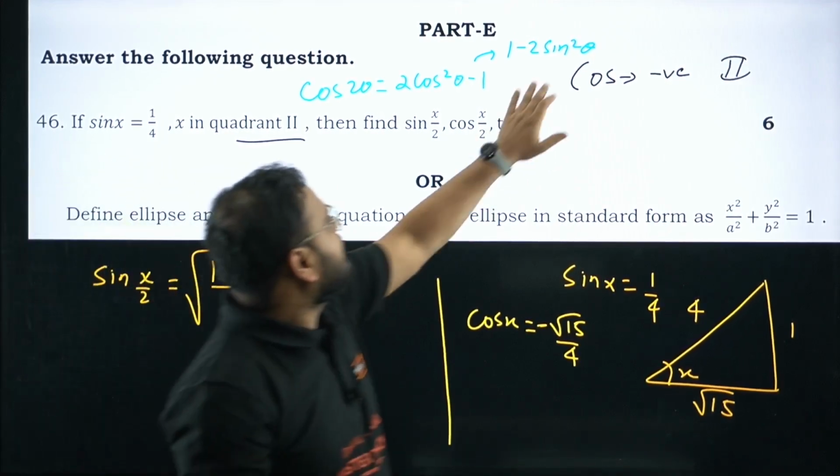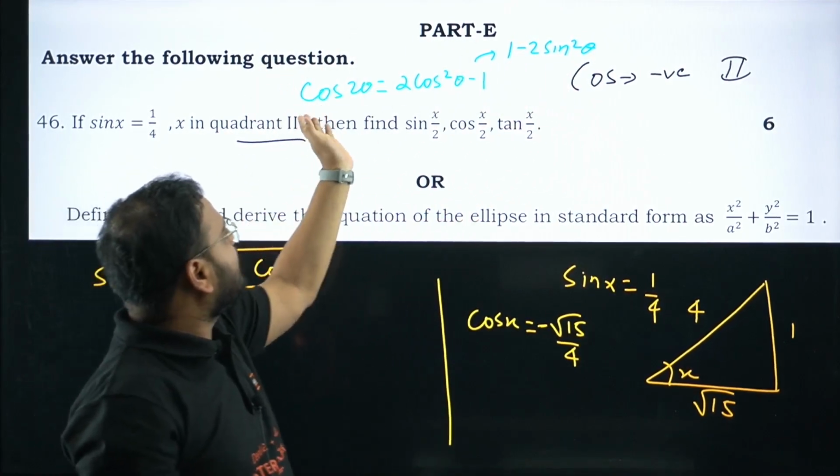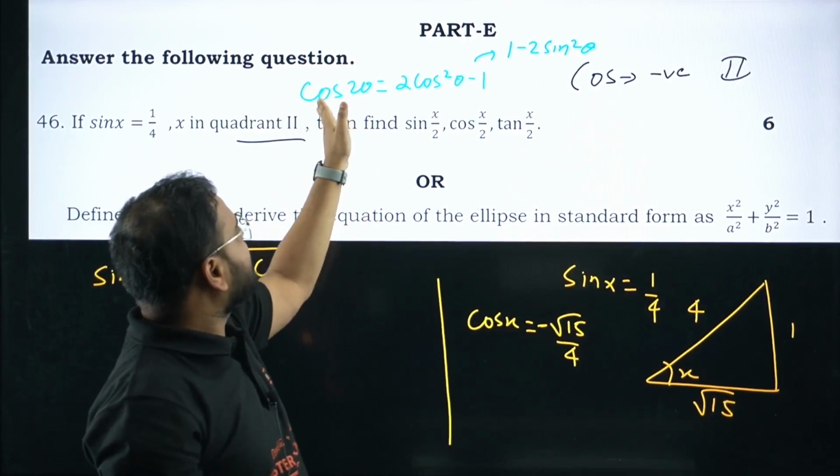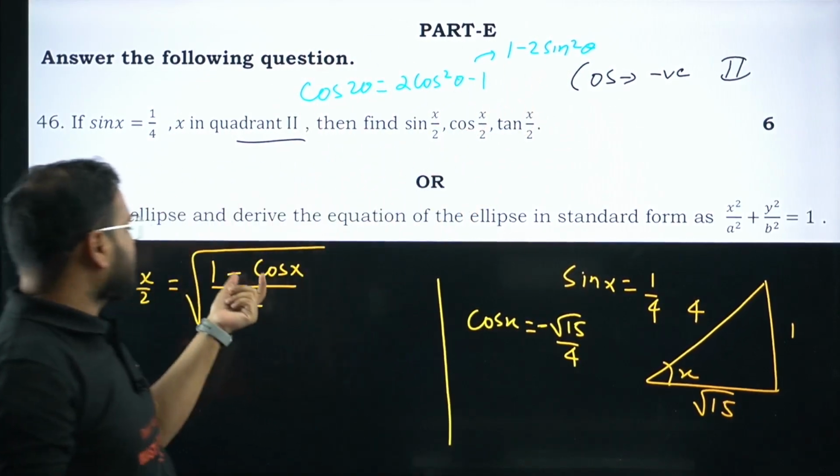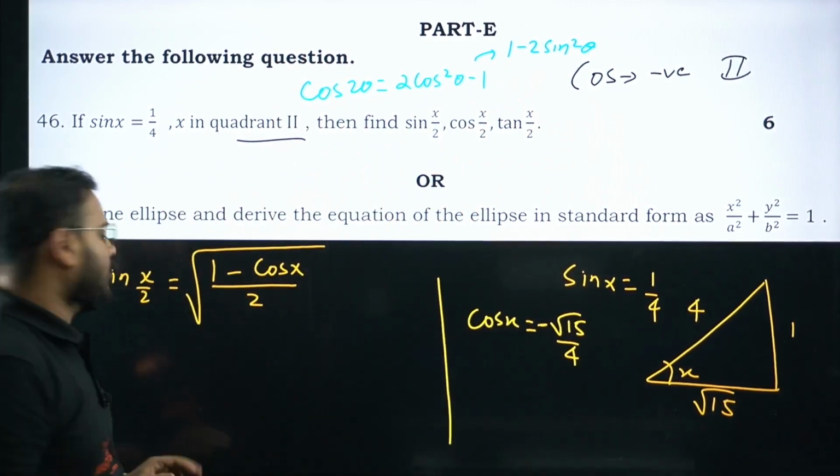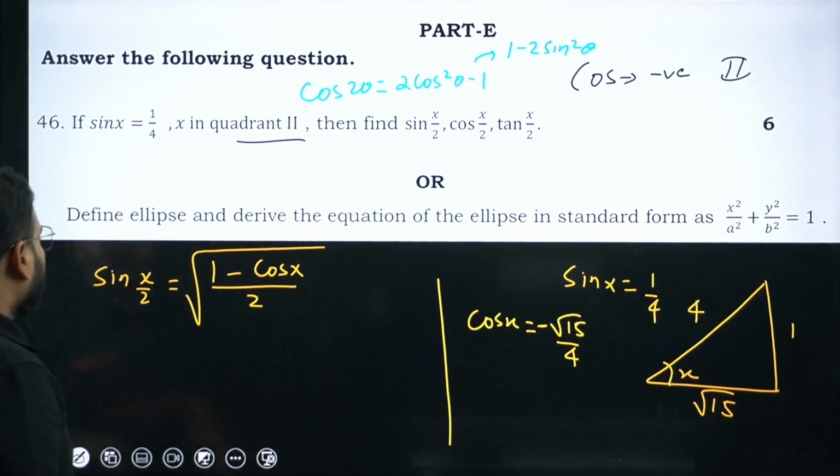So I can use the sin part. What will it become? This has to be moved to this side, it will become plus 2 sin square theta. This will go on this side, it will become 1 minus cos 2 theta. So root of 1 minus cos divided by 2. Okay, let's solve it now. So what are we going to get?